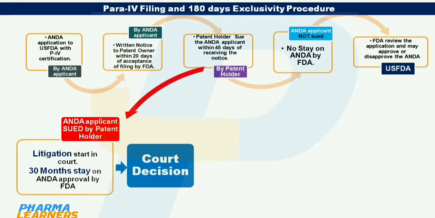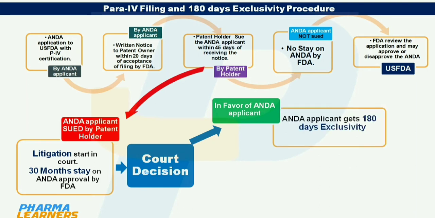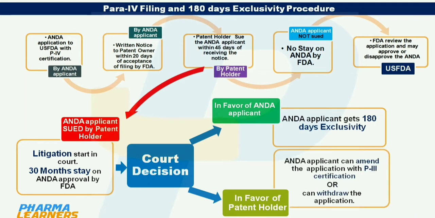If the court decision comes in favor of the ANDA applicant, the applicant gets the 180 days exclusivity. But if the court decision comes in favor of the patent holder, the ANDA applicant either has to amend the application with Para 3 certification or can withdraw the application. This was about the procedure of Para 4 certification.